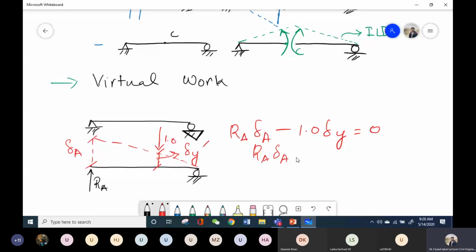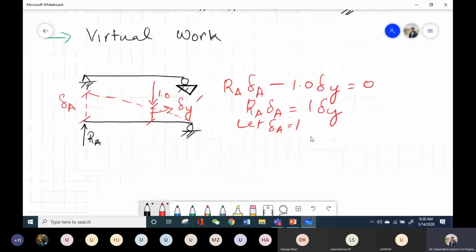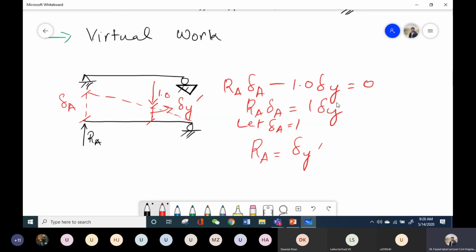So that means, if I take this term to the other side, I will get this equation. Let's say that the deflection that we gave to this beam is equal to 1. So the deflection is equal to 1. Then I will get RA is equal to delta y dash. Okay, so I get this direction.